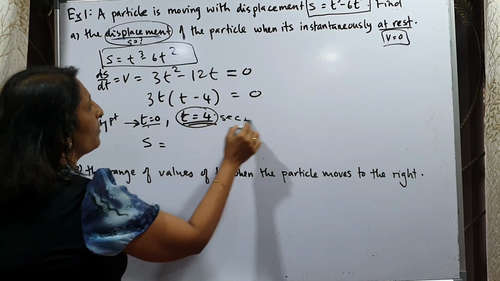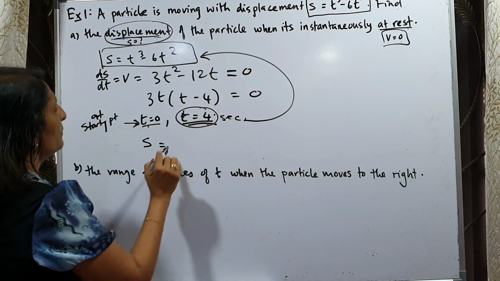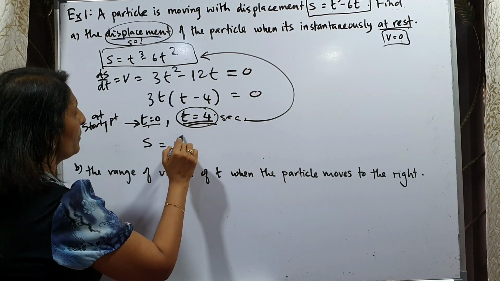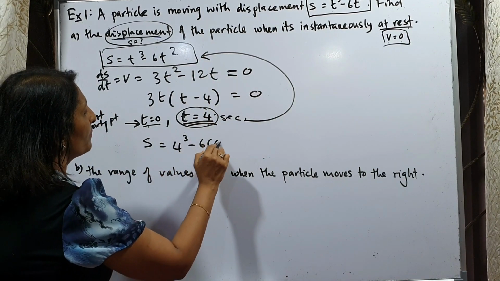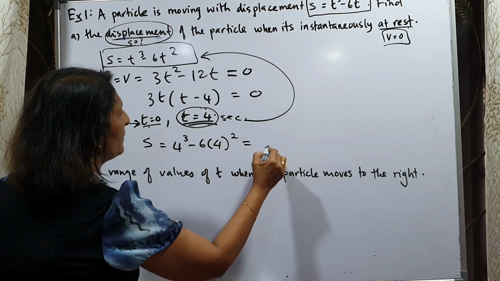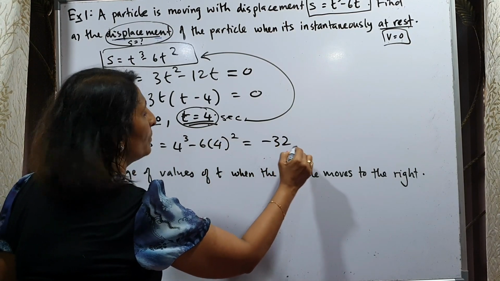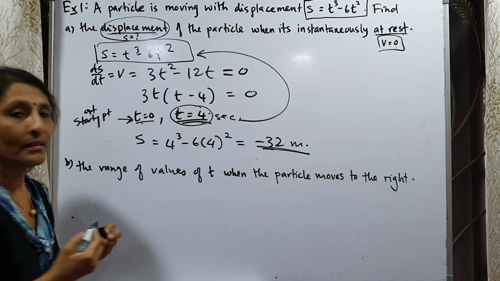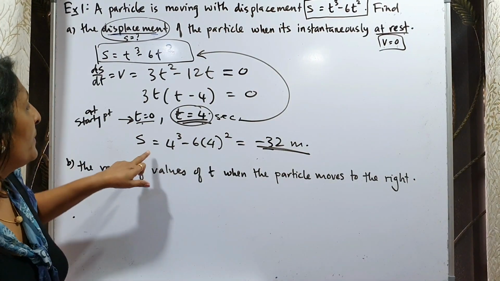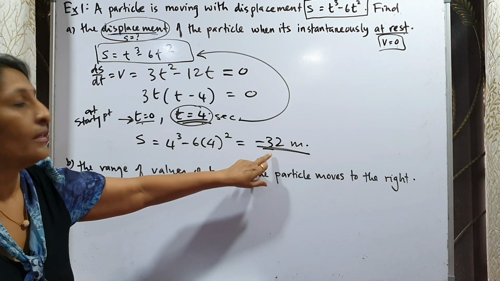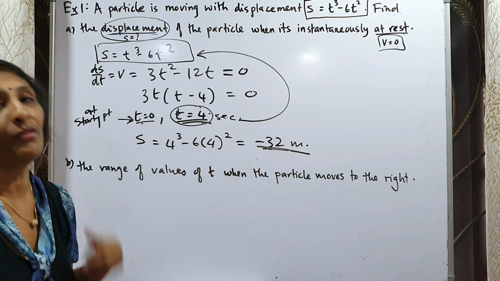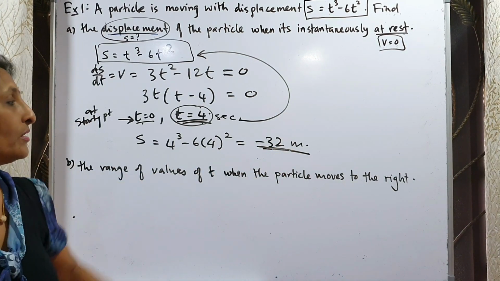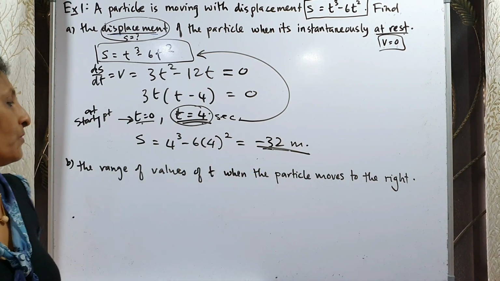Sub the 4 here. Okay, so you get s equals 4 cubed minus 6 times 4 squared, and this will give me negative 32 meters. Okay, what does the negative 32 mean? It means that the particle is 32 meters on the left of O, because the negative shows that it's on the left of O.